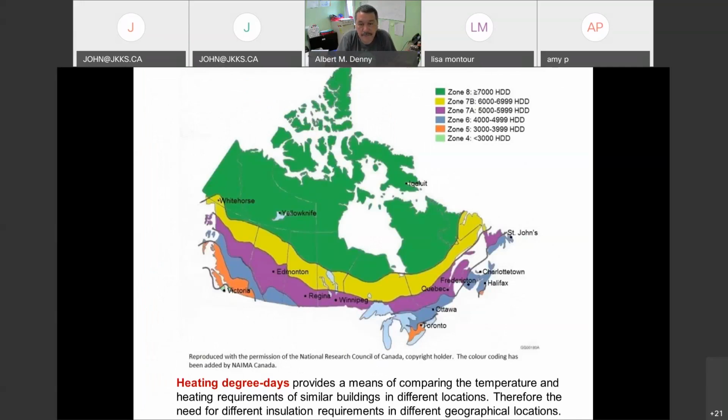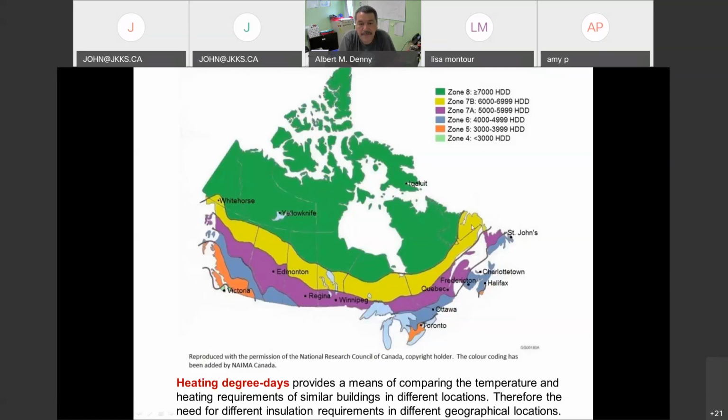This is what our map looks like, roughly, when we talk about different zones for heating degree days. This is what basically the mechanical people, the heating and cooling people, look at when they're supposed to be designing a heating system for a house. So heating degree days provides a means for comparing the temperature and heating requirements of a similar building in different locations. So you can see I'm way down here at the tip, Windsor. John's up here in Ottawa.